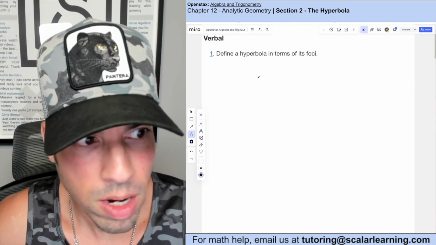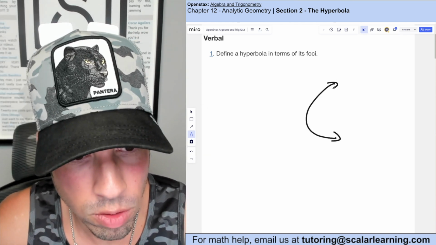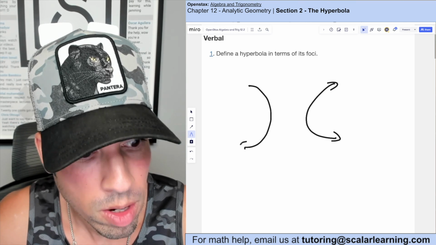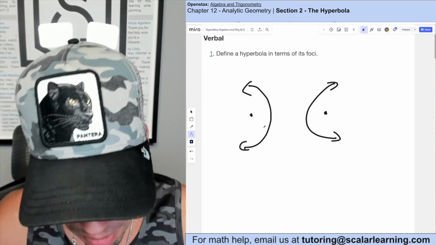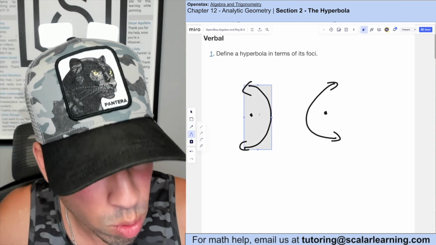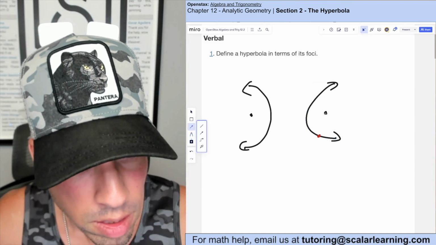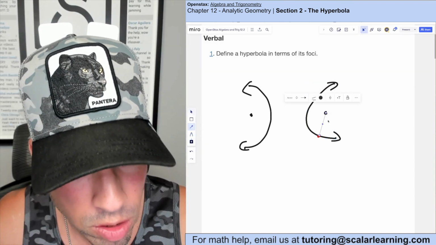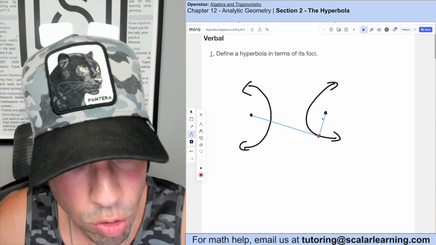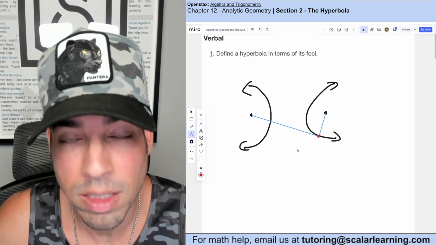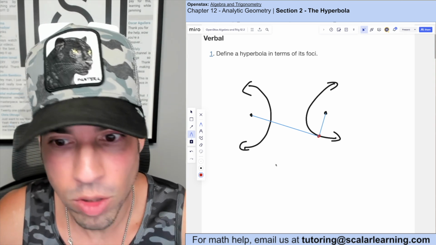Let's do it. Define a hyperbola in terms of its foci. So if we look at a hyperbola going left and right, opening up like this, and let's say we have a focus here and a focus here. The definition of a hyperbola is all points such that, if I choose a point here on the hyperbola, the distance from here to here and the distance from here to here, if we take the difference of these two blue distances, we will get the same constant every time. So that is how you define a hyperbola in terms of its foci.